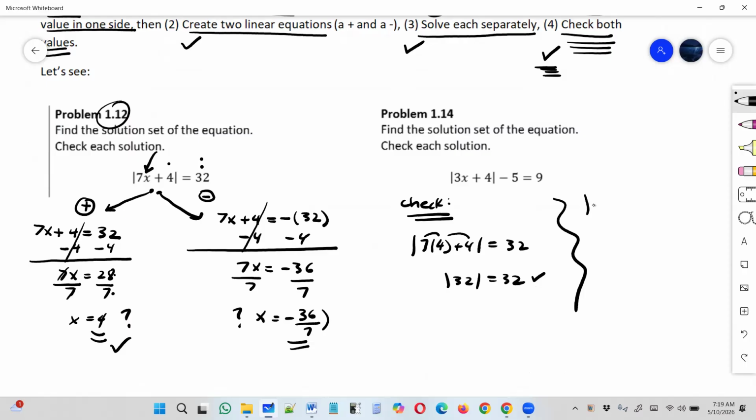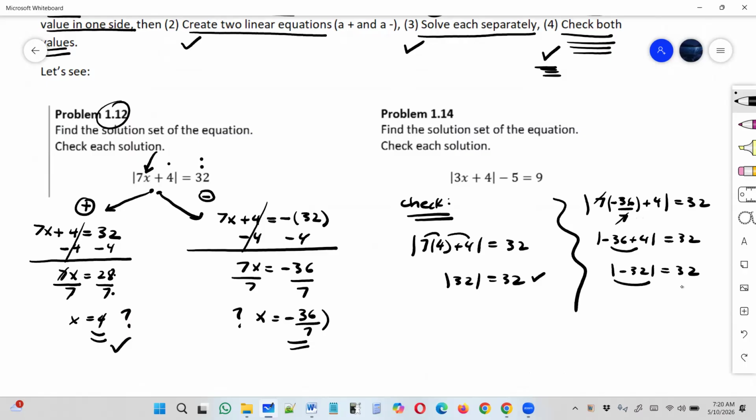So replace the x with negative 36 over 7 inside of the radical. So 7 times negative 36 over 7 plus 4 equals 32. And we have to check to see if it's correct. So the two sevens cancel. I get negative 36 plus 4 equals 32. What is negative 36 plus 4? That's negative 32.